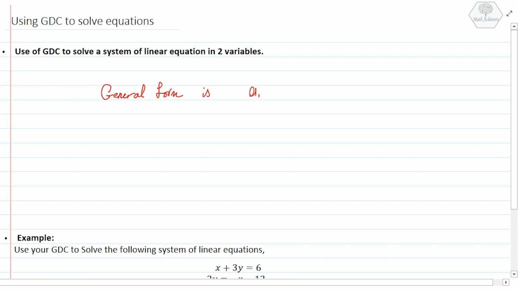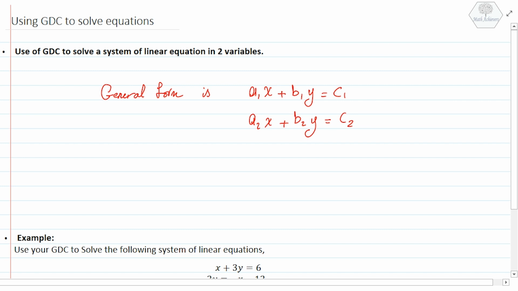I have a1 times x plus b1 times y is equal to c1. This is the first equation. The second equation is a2 times x plus b2 times y equals c2.